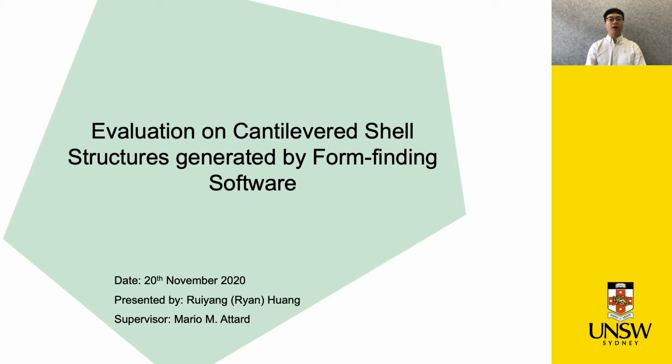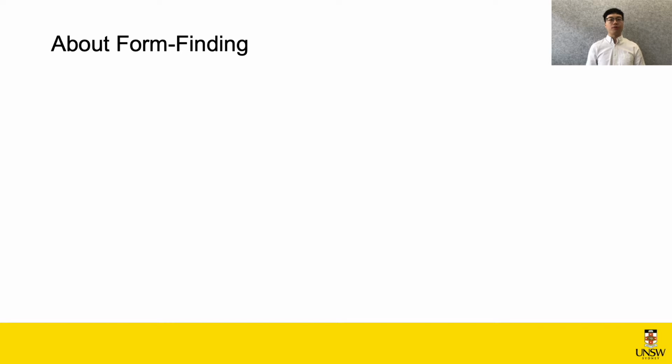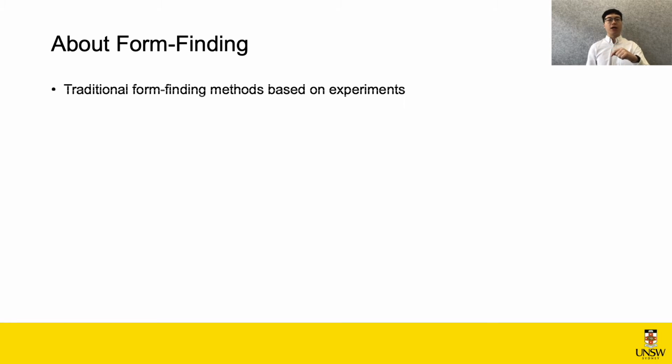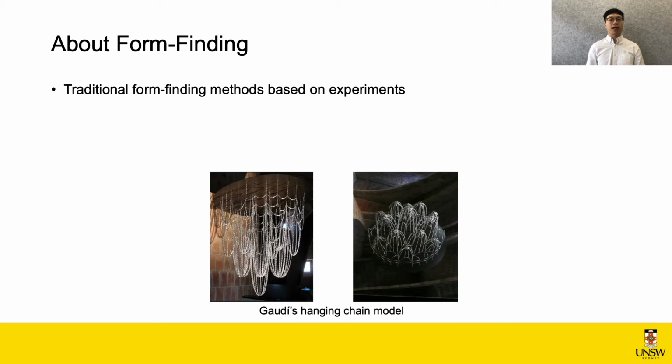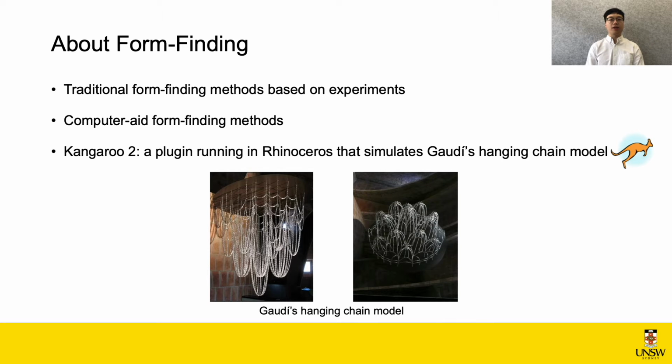We all know that when building a shell structure, the architectural form must be defined before the construction is executed, and this process is called form finding. Form finding refers to the process of searching for a form-active shape with respect to the loadings. In the past, form finding methods were based on experiments, such as Gaudi's hanging chain models. Kangaroo 2 is one of the software that simulates Gaudi's hanging chain models digitally.